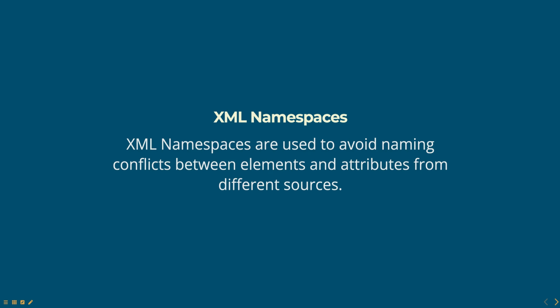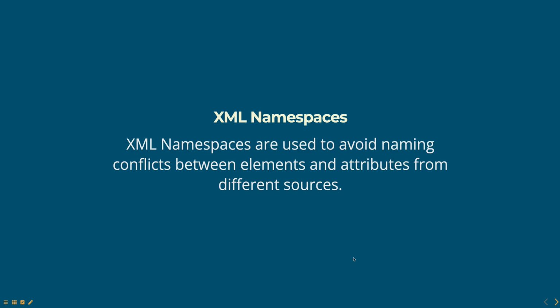XML namespaces are used to avoid naming conflicts between elements and attributes from different sources. A namespace is identified by a URI, that is Uniform Resource Identifier, which must be unique. Here are a few key points about XML namespaces.